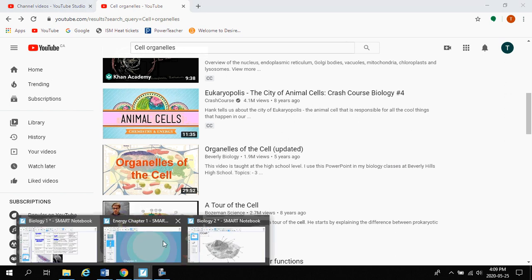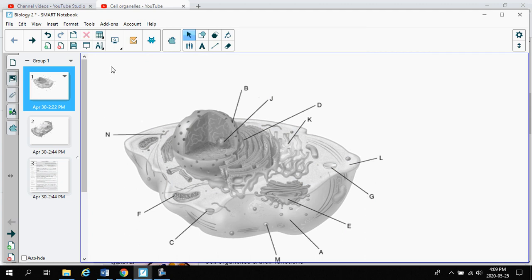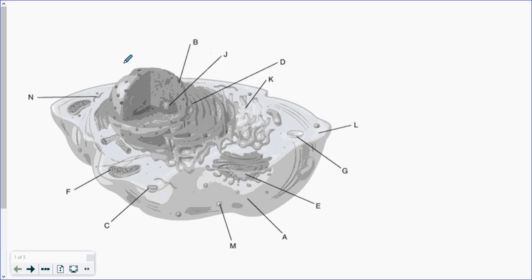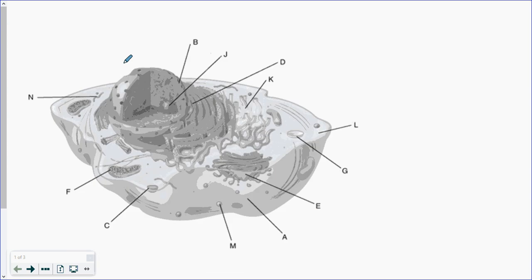So to get back to your notes package, you have these two sets of diagrams in your notes package that have some little letters for labels. Then you'll see the page after has some of these cell structures, what they actually look like and what they are doing within the cell, what their role is within the cell. So let's look first at this one.